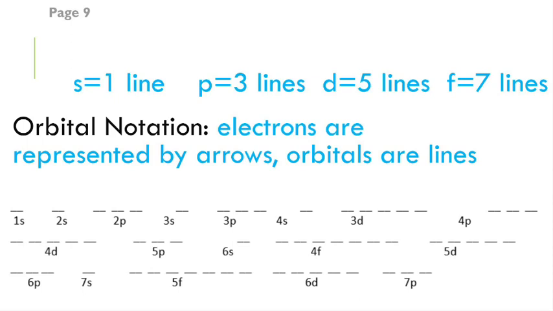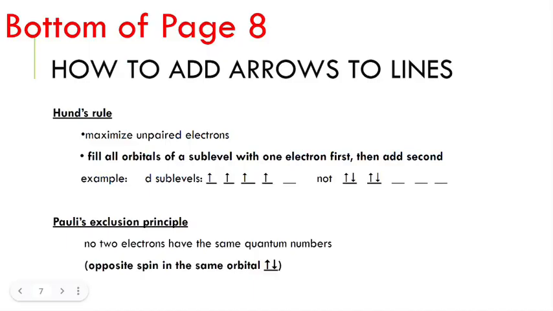Now, technically back at the bottom of page 8, there are some rules for how to add our arrows to lines. And these are some pretty simple rules. There's nothing that I really think that you need to add to these rules. I just want to point them out to you so you can look at them on my screen instead of flipping back. The first rule is Hund's rule. You want to maximize unpaired electrons, which is just a fancy way of saying the electrons don't want to be together if there's open spaces. Just like you wouldn't want to share a bed or a seat with your sibling at home if there was an open seat or an open bed available.